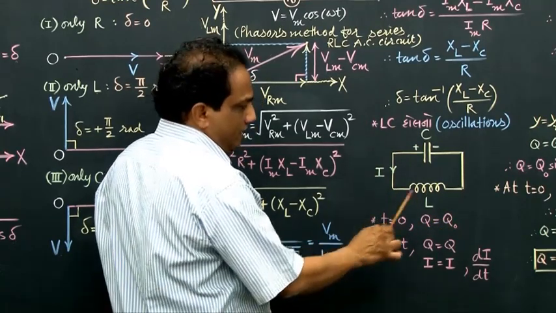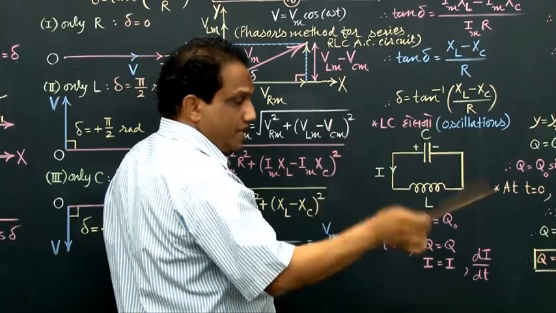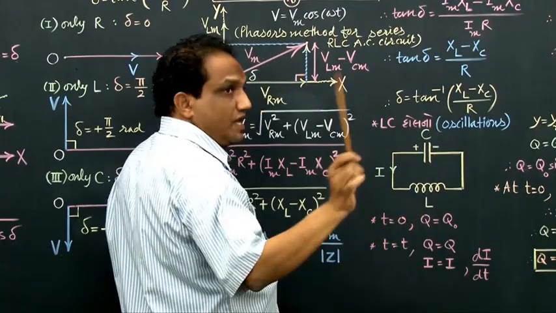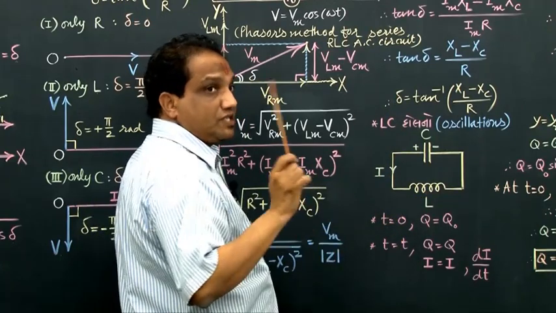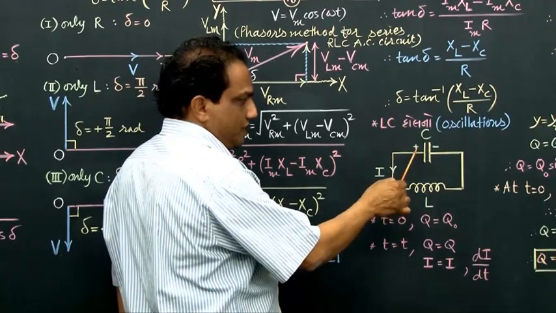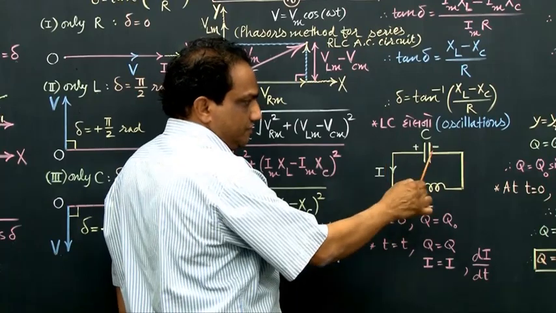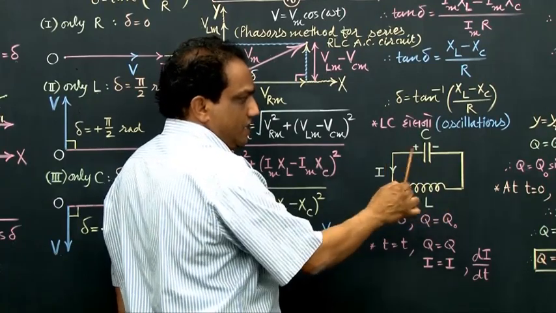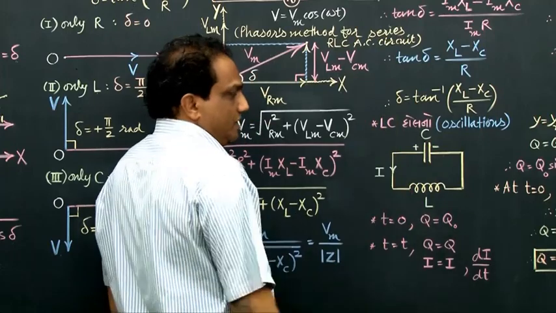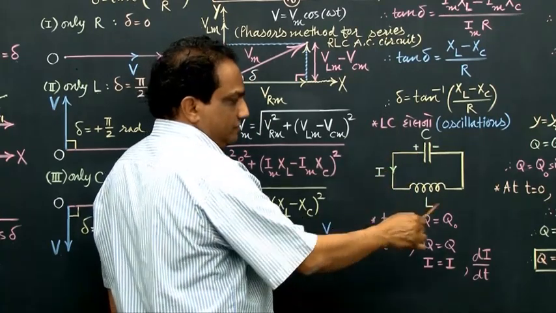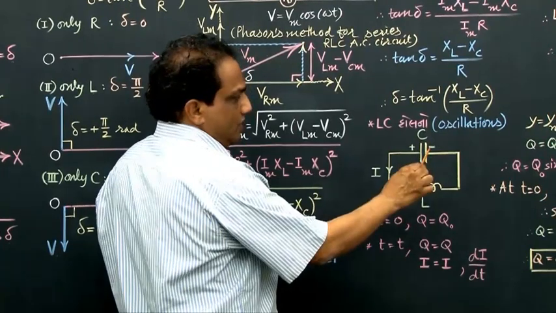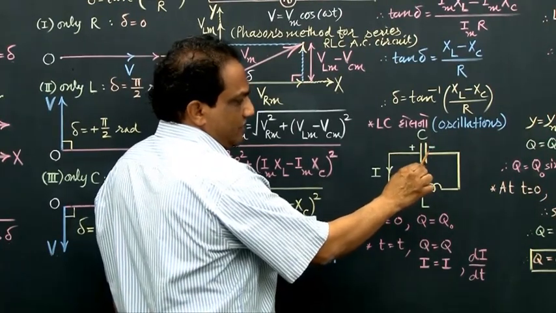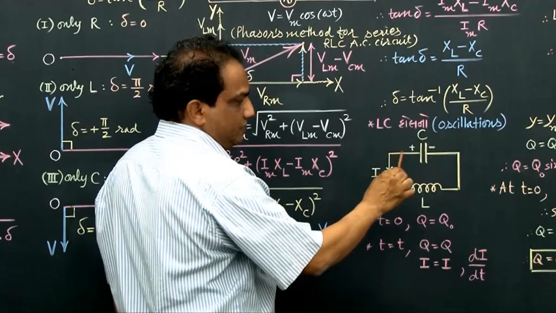Now when you connect it across the inductor, at the same moment t equal to 0, there is no current through this inductor, but later on current starts flowing from positive to negative this way. In this direction current starts flowing. If current is flowing in this direction, then electrons are flowing in the opposite direction. Electrons are transferred from this negatively charged plate to this positively charged plate this way.